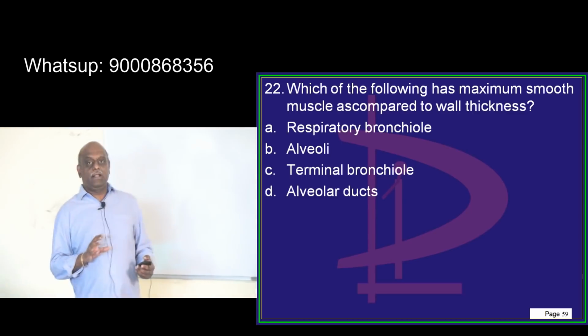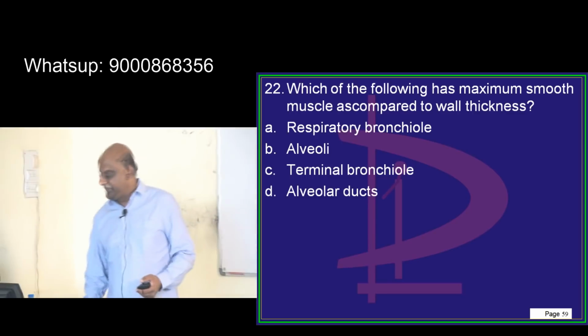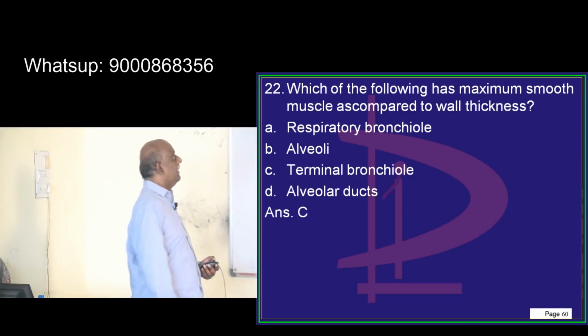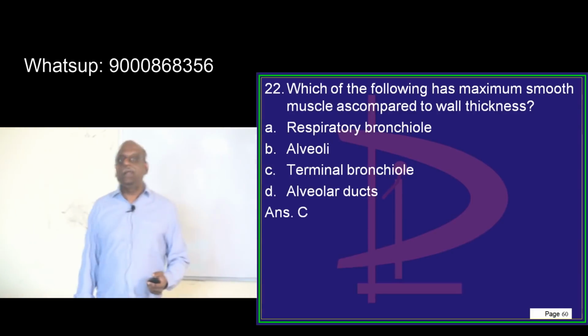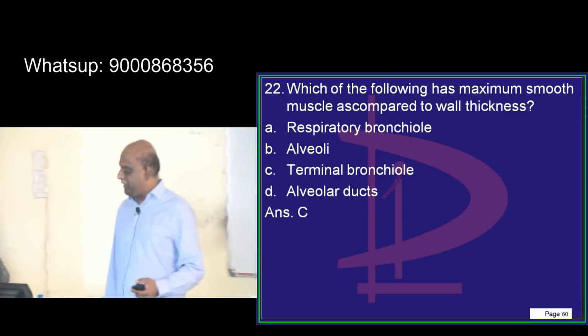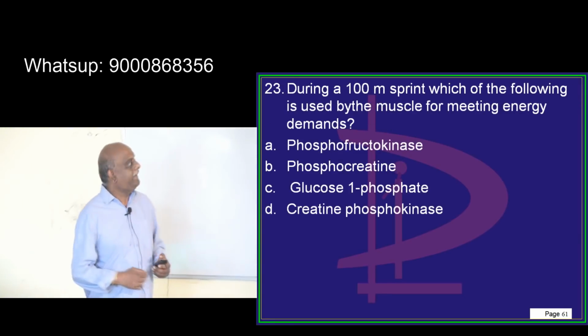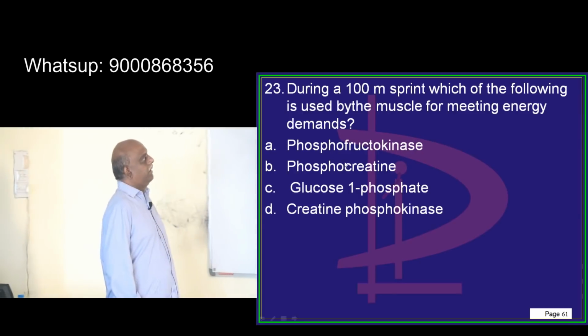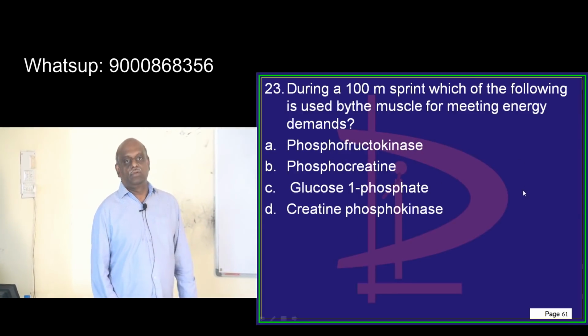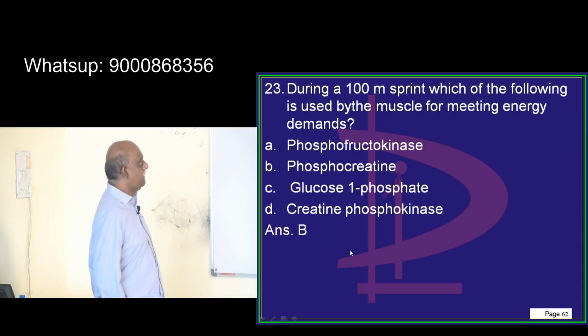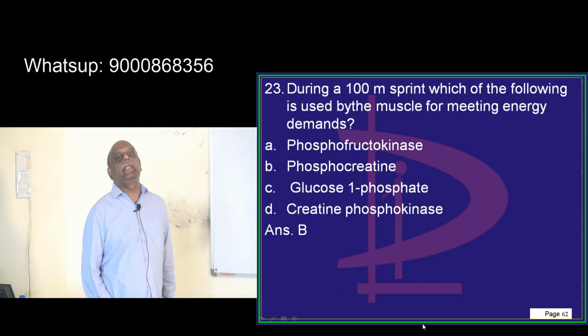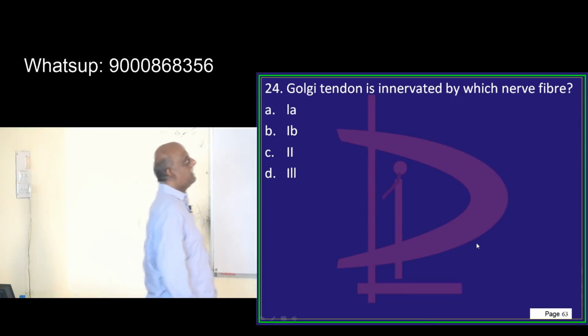Maximum smooth muscle compared to wall thickness. Where do you have? It is the terminal bronchiole. Gangadeep, C to the power of 4 is absolutely right. Now, during a 100-meter sprint, what do you use to meet the energy requirements in the muscle? It is the phosphocreatine that is being used.